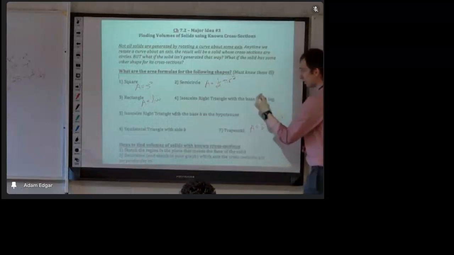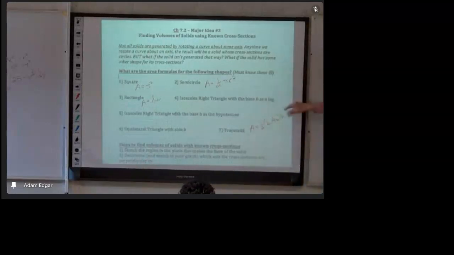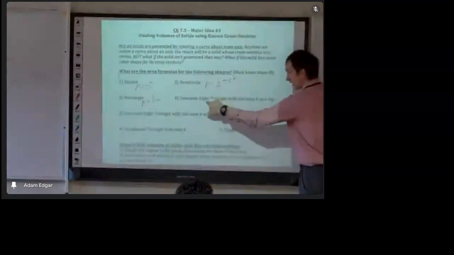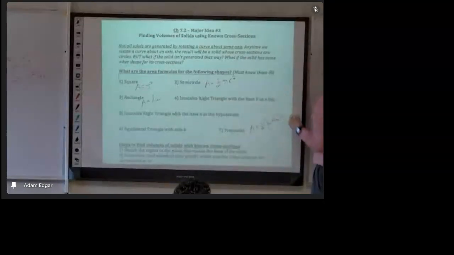Now, these things. An isosceles right triangle with the base B as a leg. First of all, what is an isosceles triangle? It has 2 equal sides, and if it's a right triangle, it has a 90-degree angle, and base B is a leg.